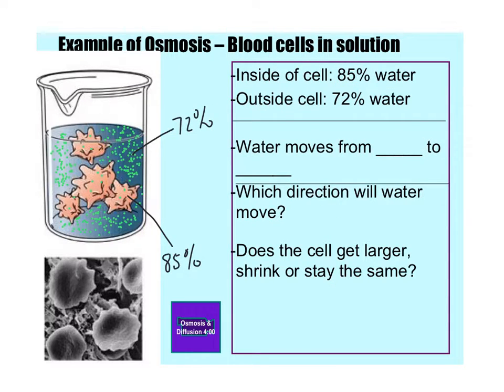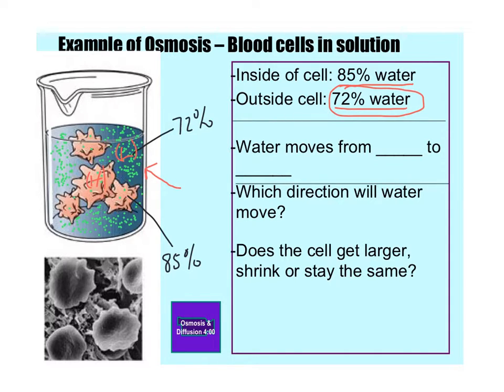Now this would be the opposite situation. Inside the cell we have 85% water. Outside the cell we have 72% water. And you can see, look at all the little green dots. There is a high concentration of solutes in the solution outside the cell. That means there is a lower percentage of water. So outside the cell we have a low percentage of water. Inside we have a high percentage of water.